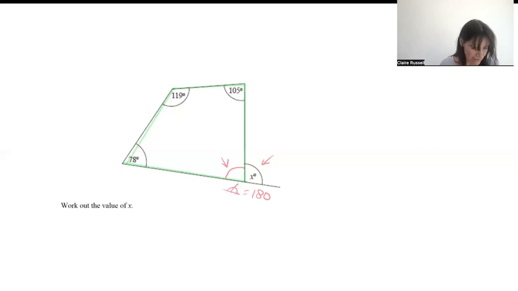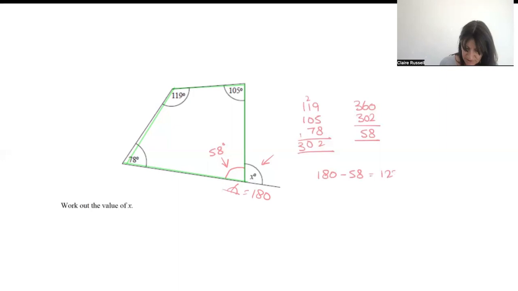Quadrilaterals add up to 360. So I'm going to add the angles they've given me. So that's 302. Take that away, and you can see that one's 58. So that makes that there 58 degrees. I've now just got to do 180, take away that 58, which is 122 degrees.